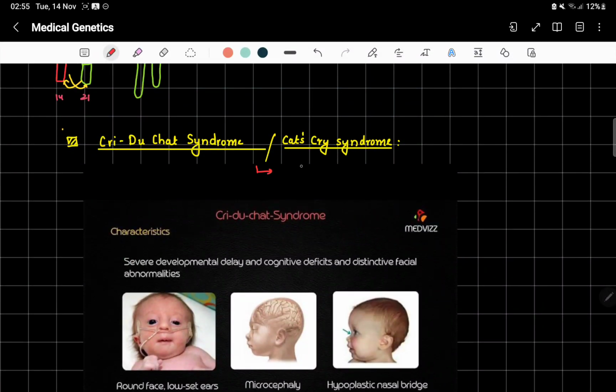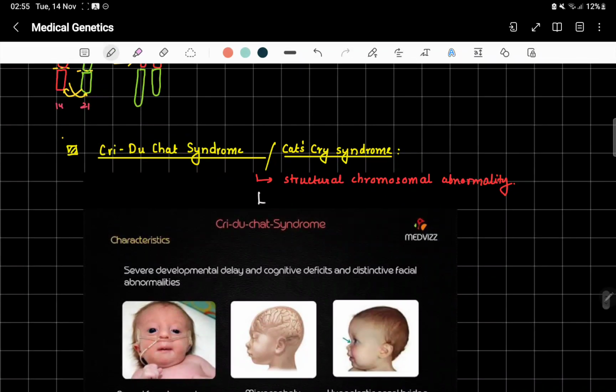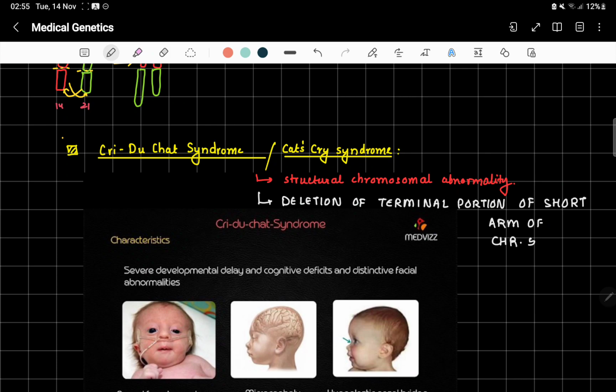So this is a structural chromosomal abnormality or aberration in which there is a deletion of the terminal portion of the short arm of chromosome 5, 5p minus. It is also written like this.